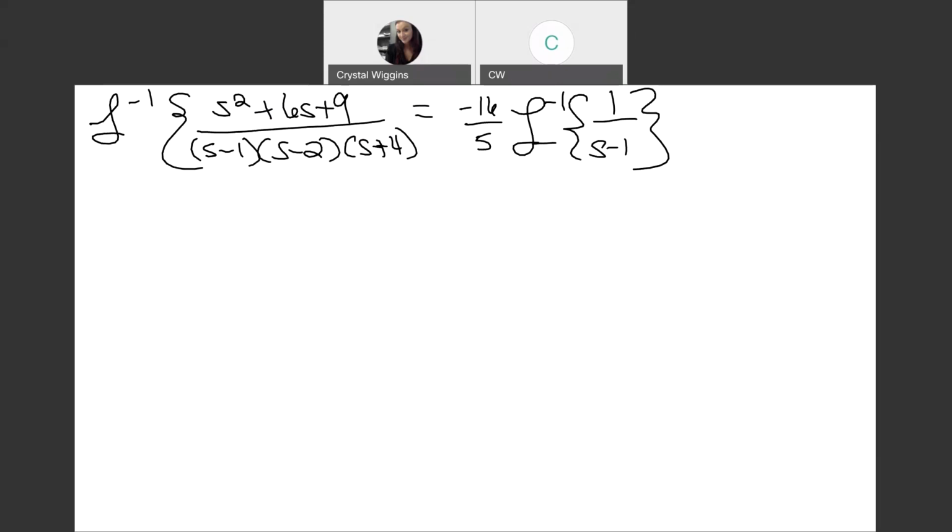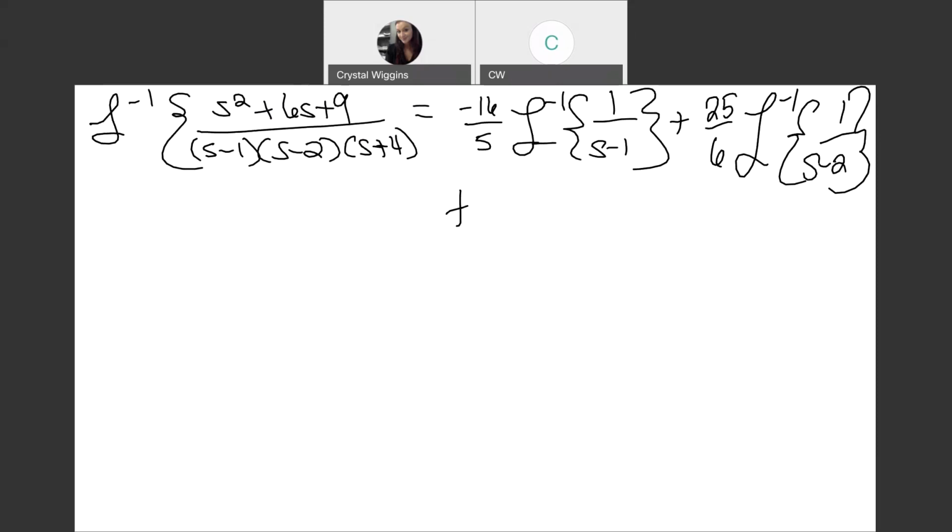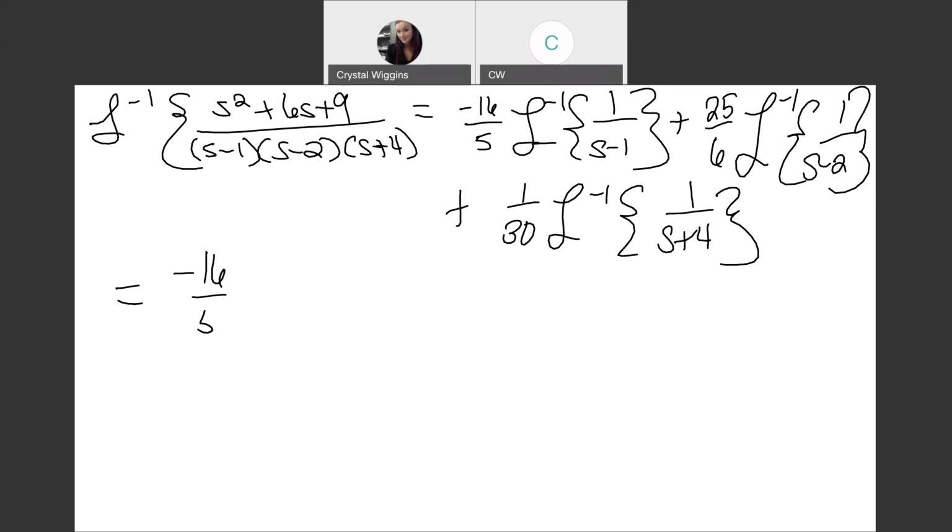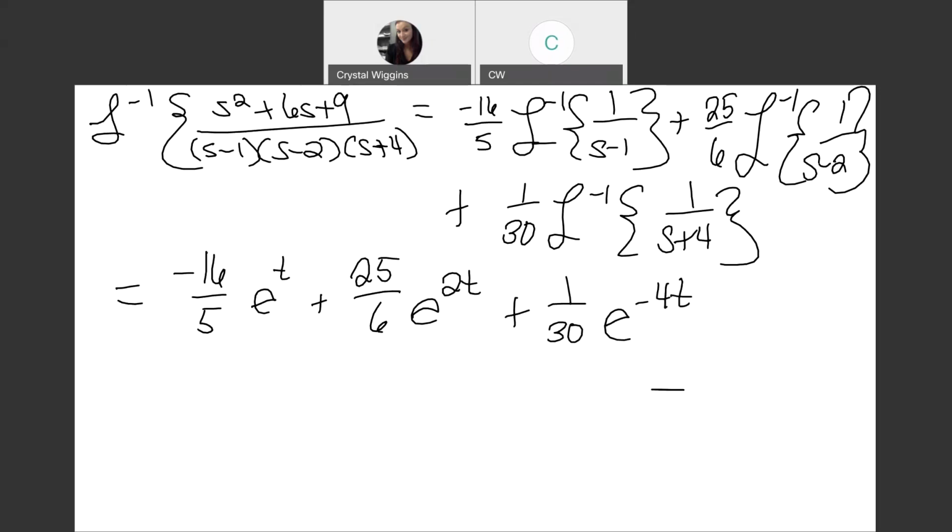Okay, so you can take constants out just like you could in an integral, plus, that is supposed to be a plus, plus 25 over 6 times the inverse Laplace transform of 1 over s minus 2, plus 1 over 30 Laplace inverse of 1 over s plus 4. And if we look in the table for all those, we will get a final answer of negative 16 over 5 e to the t plus 25 over 6 e to the 2t plus 1 over 30 e to the negative 4t as our final answer.